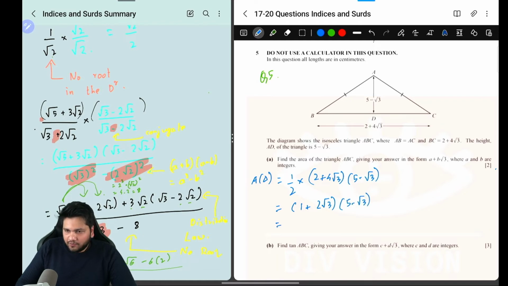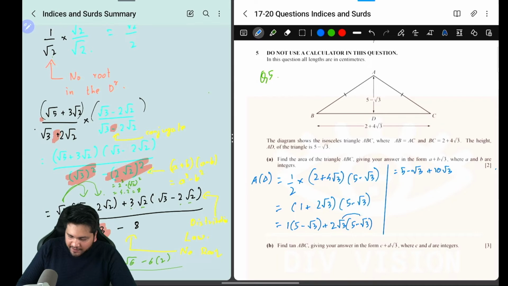Now we'll distribute 1 over this thing and then 2 root 3 over the second bracket. So I'll get 1 times 5 minus root 3 plus 2 root 3 times 5 minus root 3. Now what will I get? Once I multiply 1 inside, it's going to be as it is, so 5 minus root 3, and 2 root 3 will be multiplied by 5, so it's going to be plus 10 root 3. And 2 root 3 with minus root 3 will give me minus 2 into root 3 square.